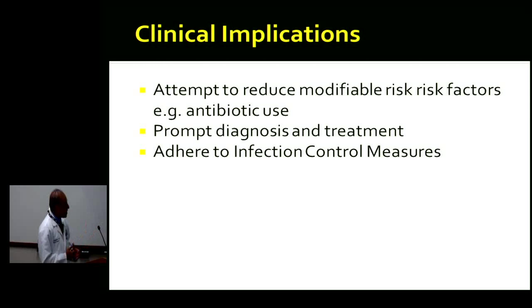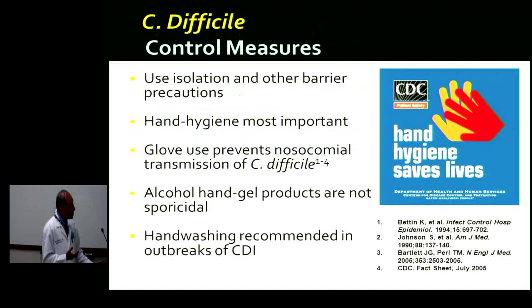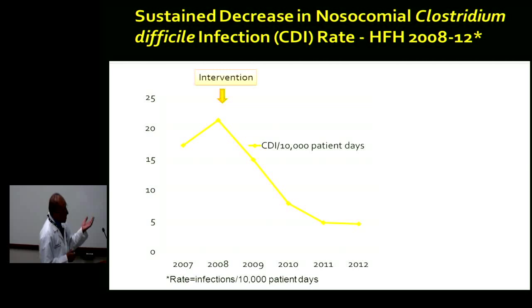So what are the clinical implications? There are not many factors we can modify. We cannot modify comorbidities, age, and so on, but we can certainly modify antibiotic use. We can certainly promptly think of it, diagnose, treat, and finally adhere to meticulous infection control, which is this. And does infection control actually work? If you look at our own data, I showed you this just a moment ago.